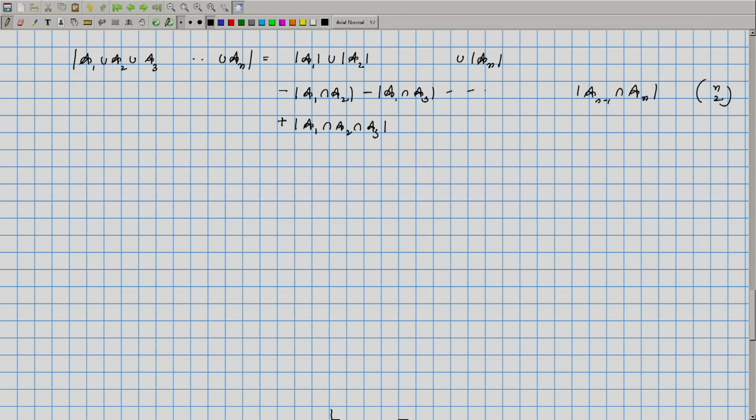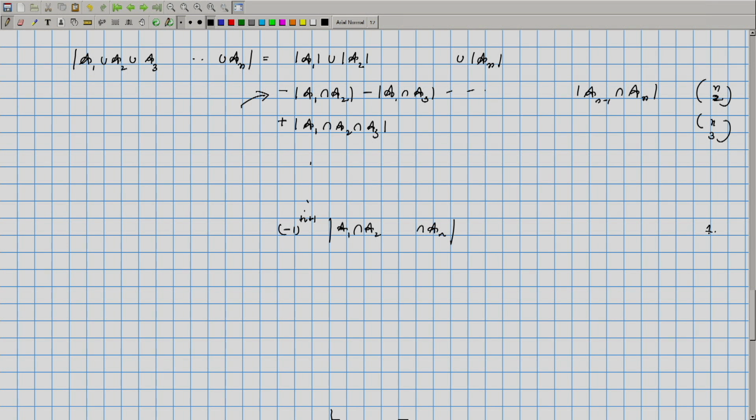And this comes with a positive sign, because in the second step we had removed too many elements. So, some of them we have to reintroduce, and this process keeps on going. So, n choose 3 terms would be there, and finally depending upon the sign, minus 1 raised to n plus 1, A1 intersection A2 intersection A_n, okay, and there would be precisely one term there.